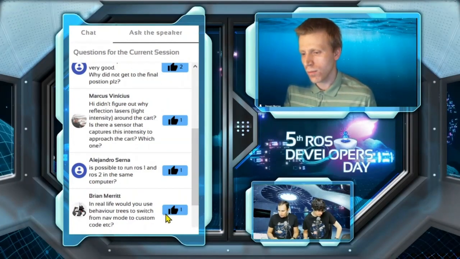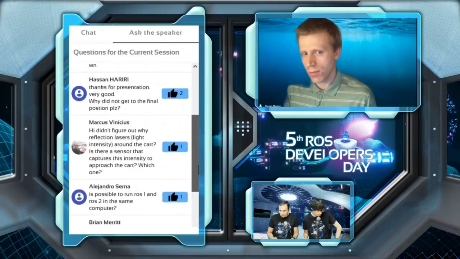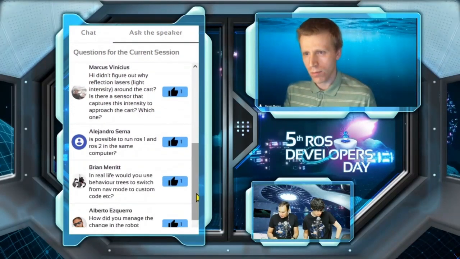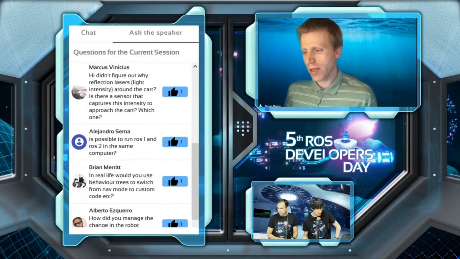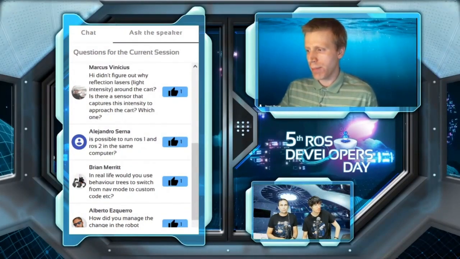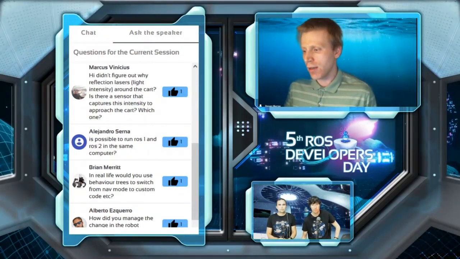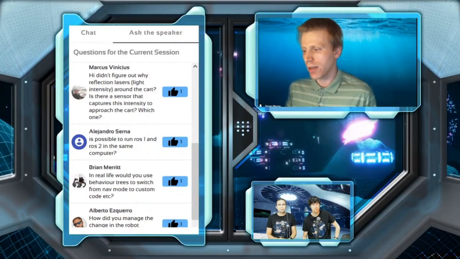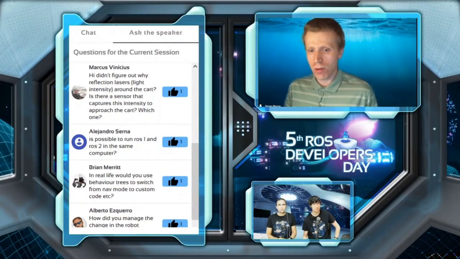One for Marcus Vinicius that says, I didn't figure out why reflection lasers were required around the cart. So is there a sensor that captures this intensity to approach the cart? The robot has a laser scanner. So you can think about it as, for a whole bunch of different angles, it sends out a little laser beam, and that laser beam travels, hits something and bounces back. I think it uses the time between when it's sent and when it receives it, and that tells it how far away the object was. And then the other thing you can do is look at how strong the light is that comes back.